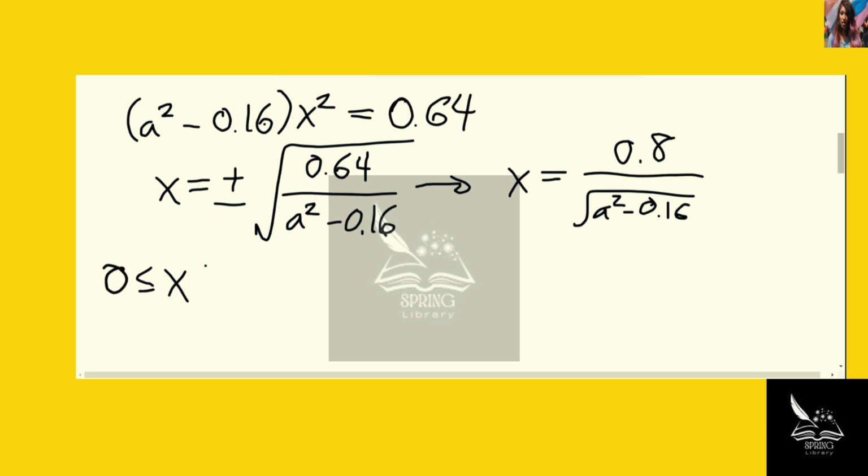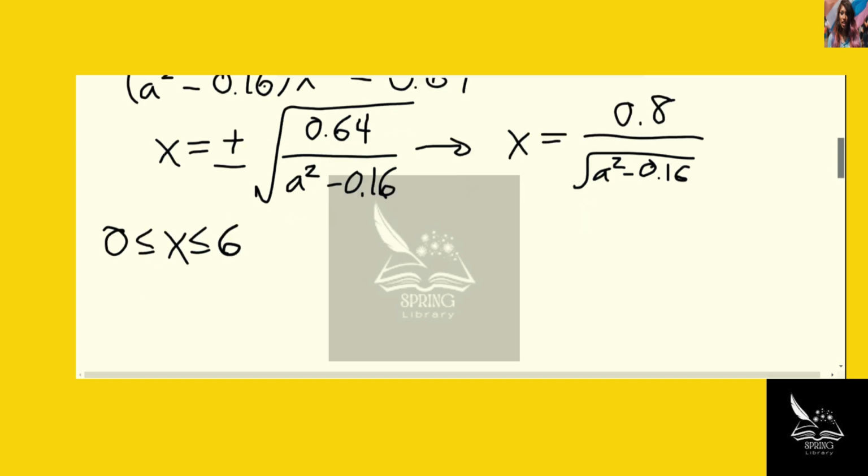x lies between 0 and 6, this is the problem of finding absolute extreme of a function on a closed interval. So we need to compare the cost for x equals 0, 6, and 2 over root 3.